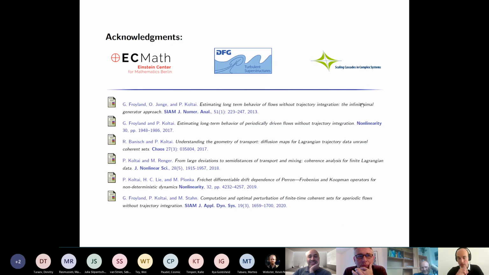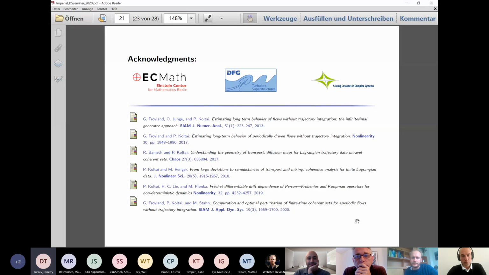Any questions? You have estimates from above on escape rate. Do you have estimates from below? No estimates from below. Because of course, the meaning.